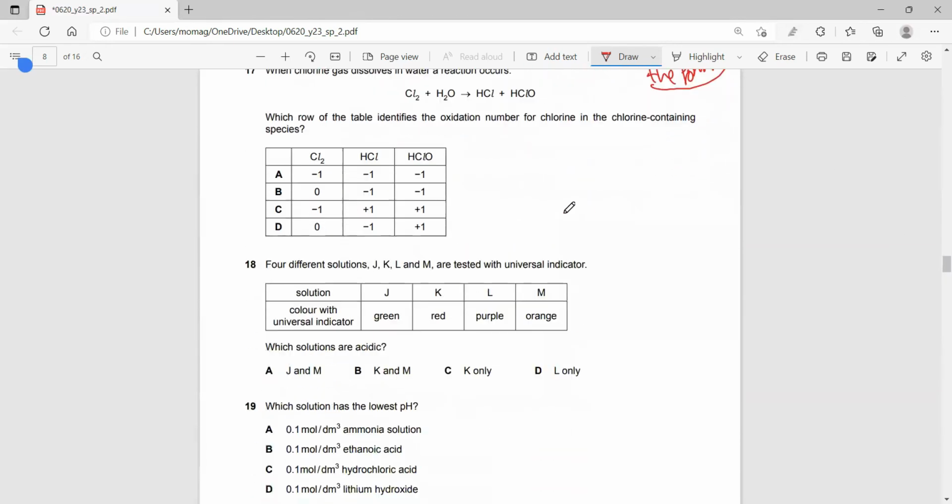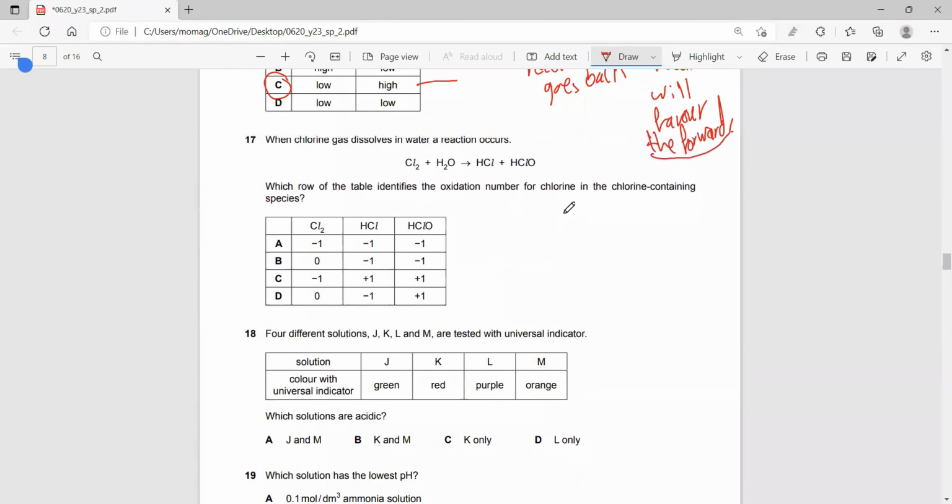Question 17. What oxidation state? Remember that we use Roman numerals here. This is I, this is V, and X is 10. So 1, 5, and 10. Unbound atoms or elements which are not bound to any other atom or element have an oxidation state of 0. So chlorine here is 0.